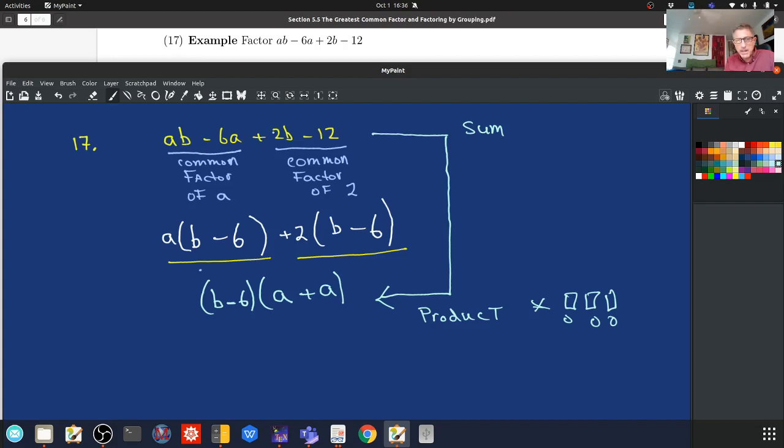So the main operation here is plus and minus. Here the main principal observation is multiplication.